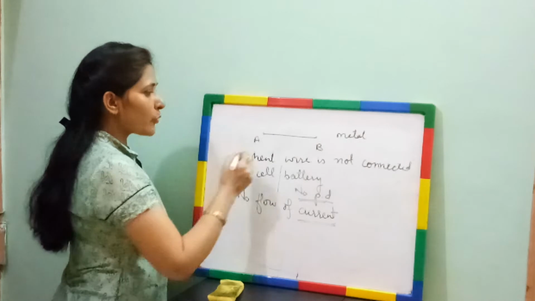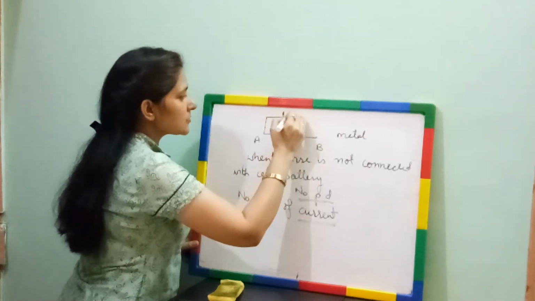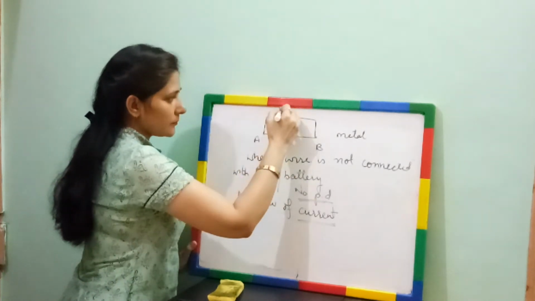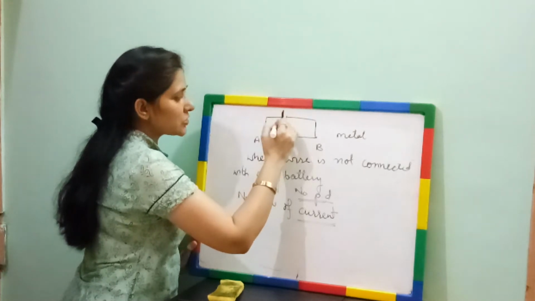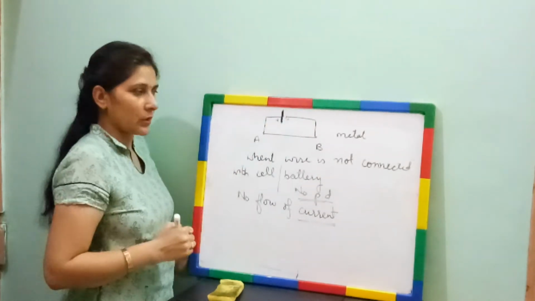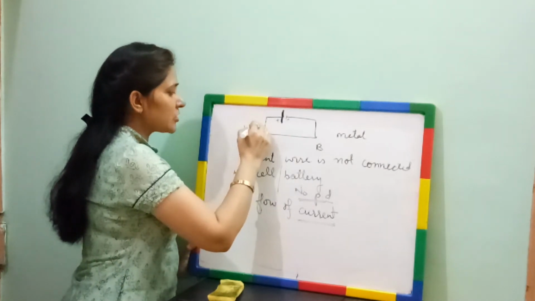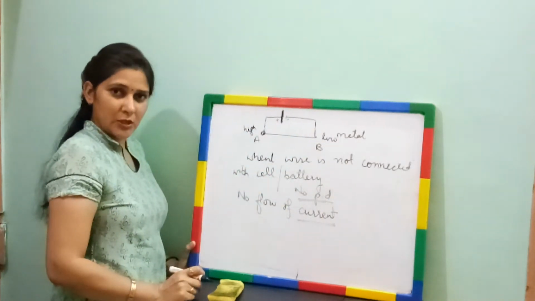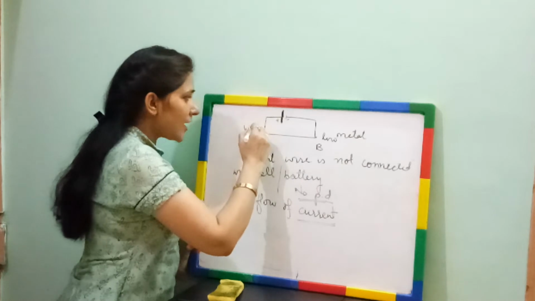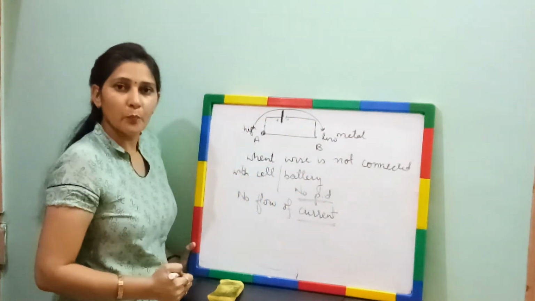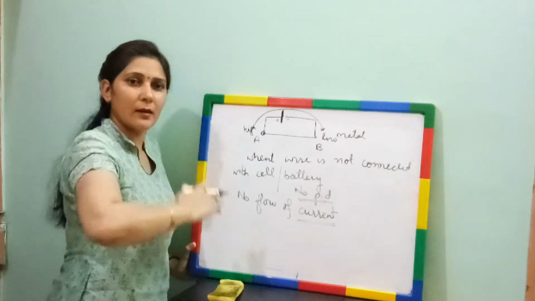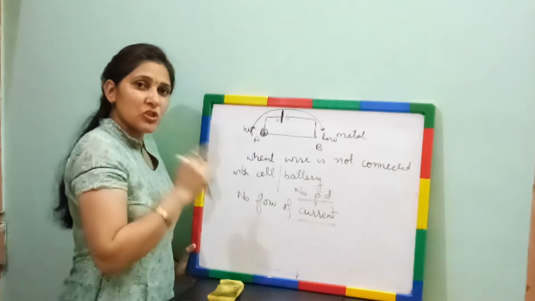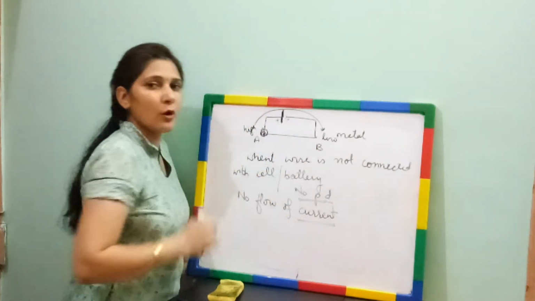But what if this wire is connected with a cell or a battery? Suppose this is a cell and this wire is connected with this. This longer line is representing the higher potential and this smaller line is representing lower potential. Means at A, high potential is maintained and at B, low potential is maintained. If there is a difference between these two potentials, then definitely the charge is able to flow from high to low, as heat flows from a higher temperature body to a lower temperature body. In a similar way, the charge will flow from higher potential to lower potential.